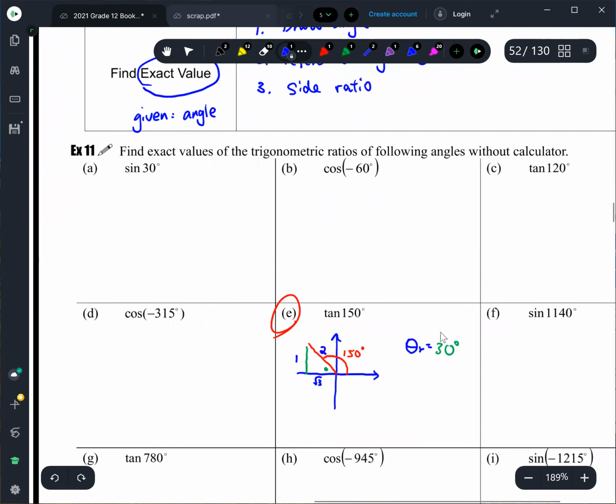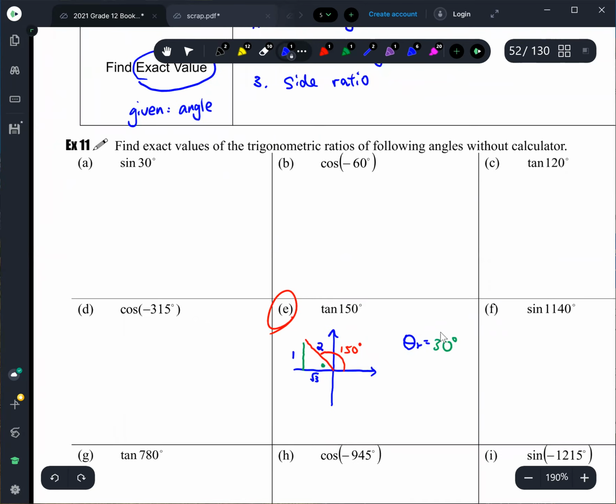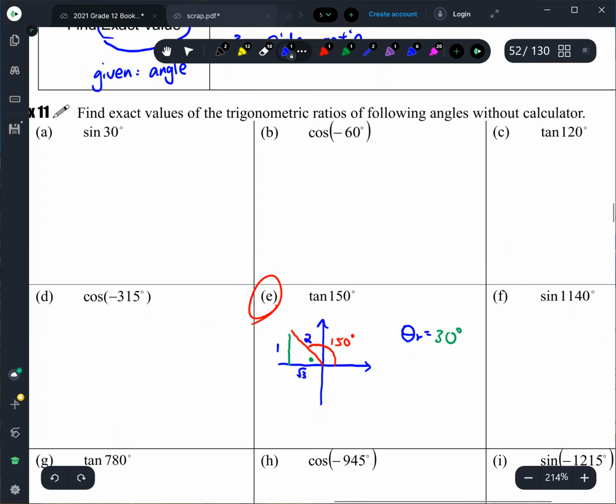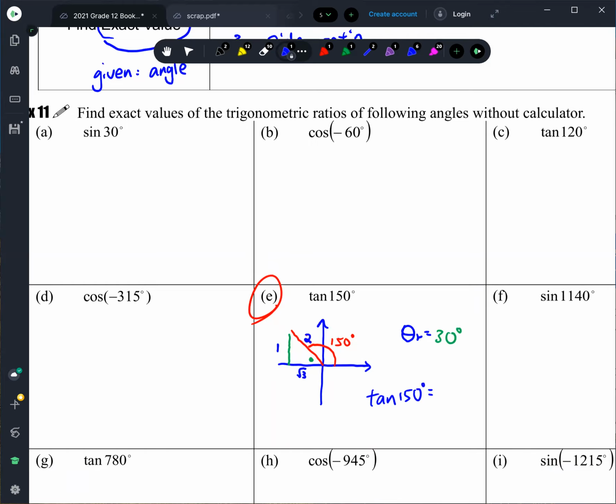And then we want to find tangent. Tangent is what over what? Daniel, tangent is what over what? Opposite over adjacent. So you look from the reference angle, opposite over adjacent. What would it equal? Waylon? Look from the reference, opposite over adjacent.